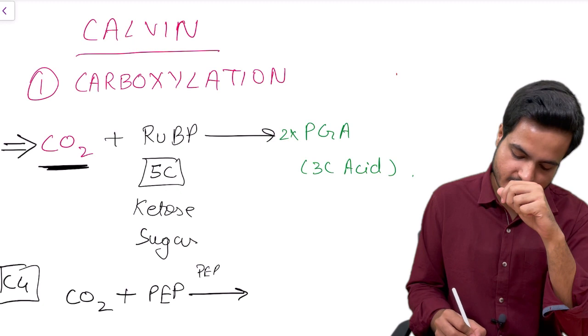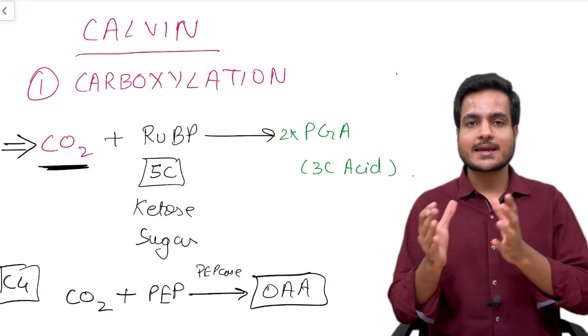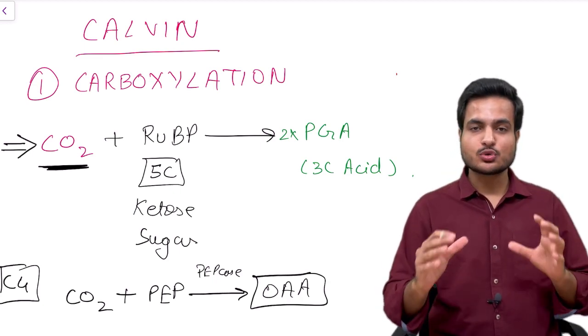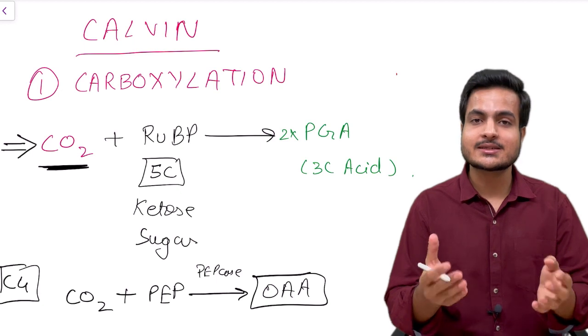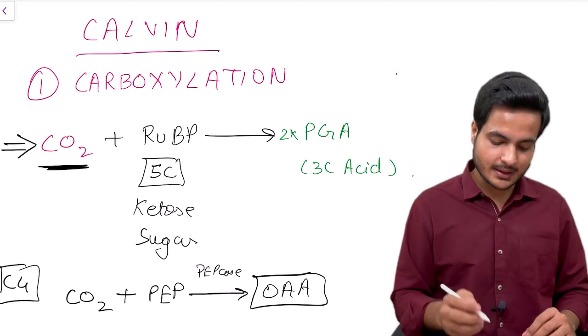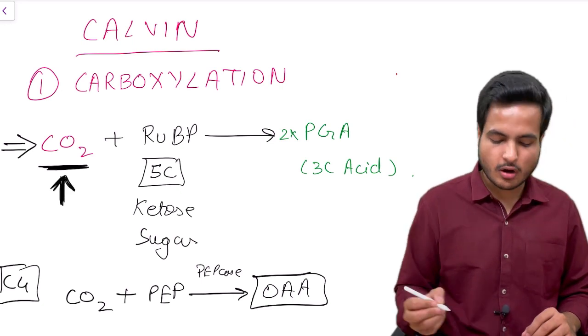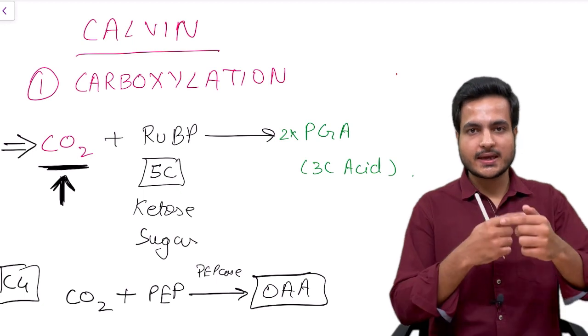in the presence of PEP carboxylase enzyme, and will lead to formation of oxaloacetic acid. This oxaloacetic acid will convert into malic acid and aspartic acid. These 2 acids will be transported to bundle sheath cells. There they will undergo decarboxylation. Their carbon dioxide will be released, and that carbon dioxide will enter this first reaction of the Calvin cycle. Therefore, they take a long loop.